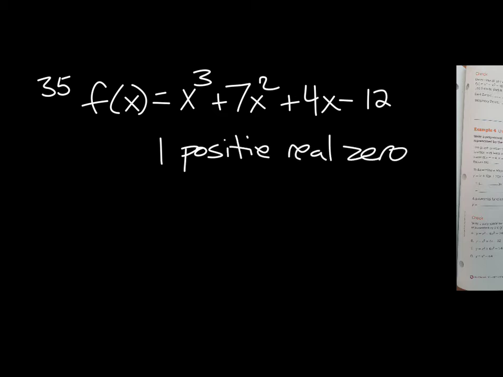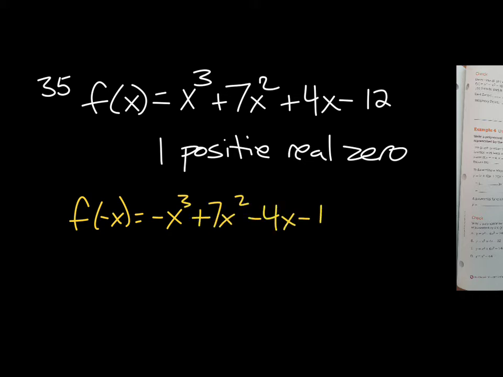Okay, so now what? So then what you're really doing is evaluating at negative x, and so what does that do for how we write this out? That exponent sign changes. Okay, so then it's negative x cubed plus 7x squared minus 4x minus 12. Okay, is that okay with everyone?